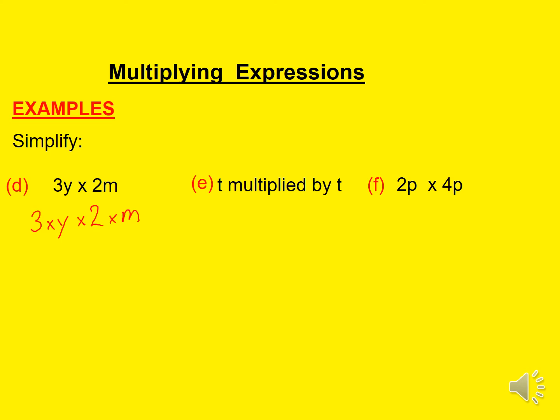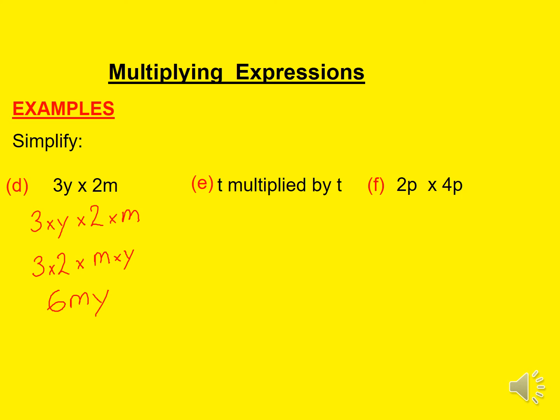And then what we're going to do is jumble around the order, because we saw it's fine for us to mix the order up. So let's do numbers first, so 3 times 2. And then we're going to do times m times y. It doesn't really matter which way around the letters go. Okay, so then we do 3 times 2, which is 6. And then we've got 6 times m, and then times y. So we're going to write this as 6my.